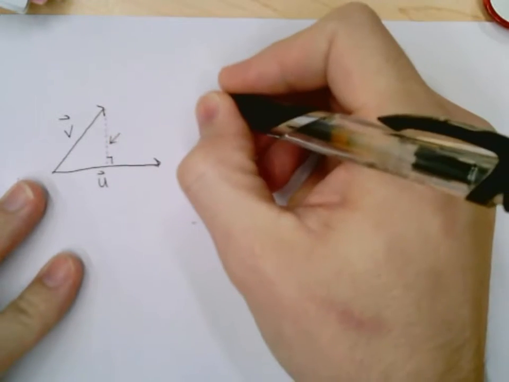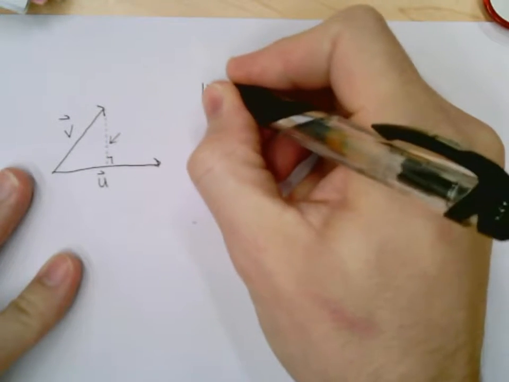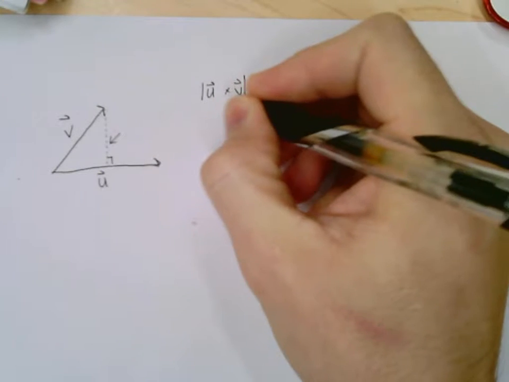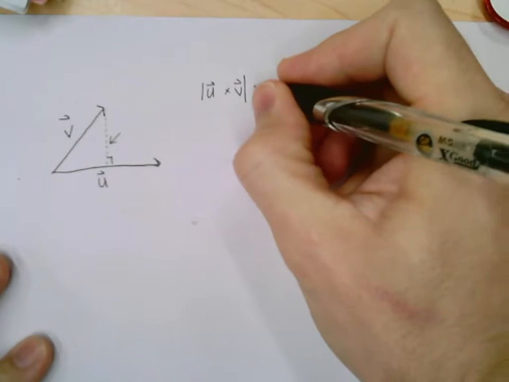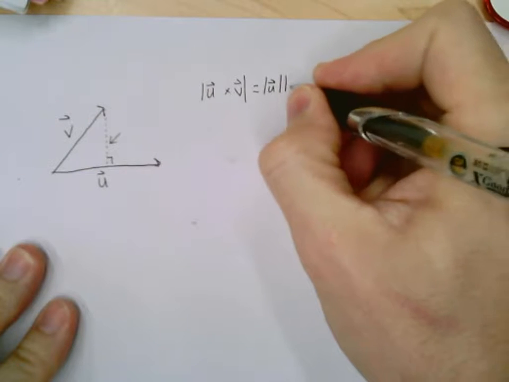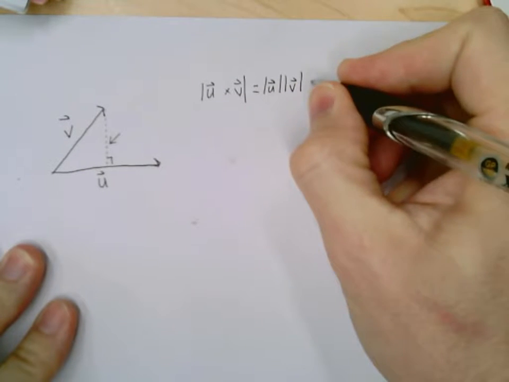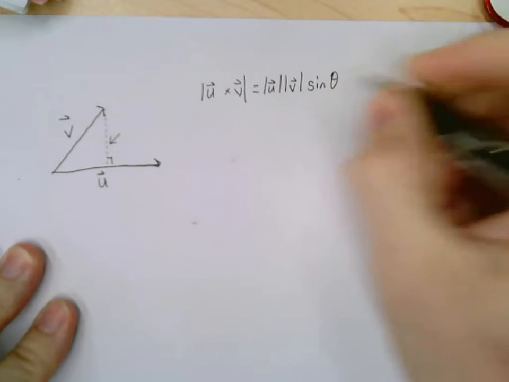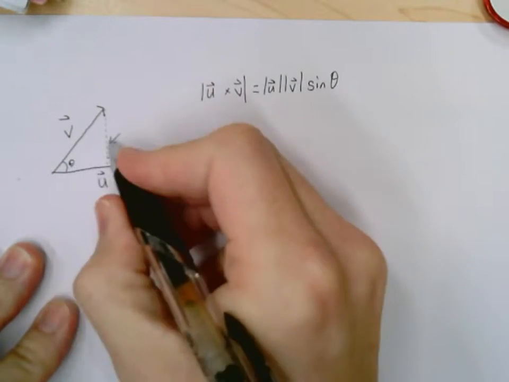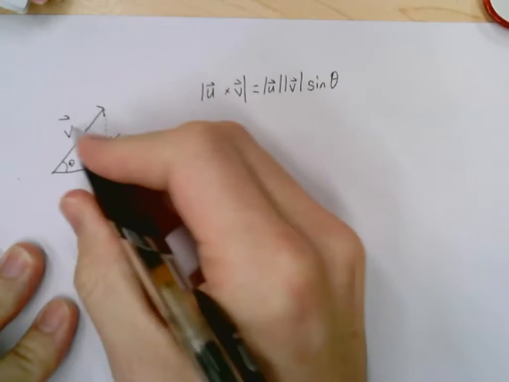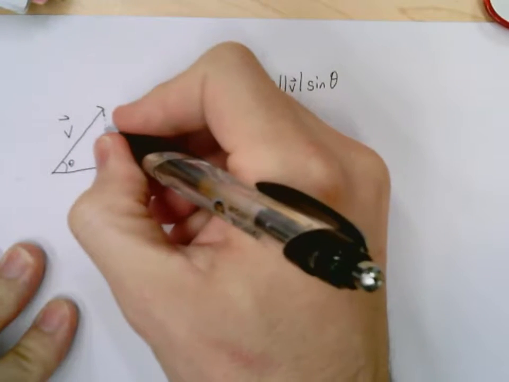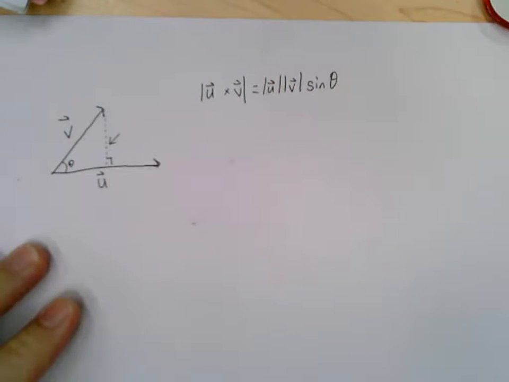And that's why when we did this, we said u cross v, or the magnitude or the value of that cross product, is equal to u times v times sine of theta. And remember, it was sine of theta because this was the angle between the two vectors. Sine of theta would give me the opposite over the hypotenuse, so therefore that would give me what I'm looking for, that vertical component of that vector.